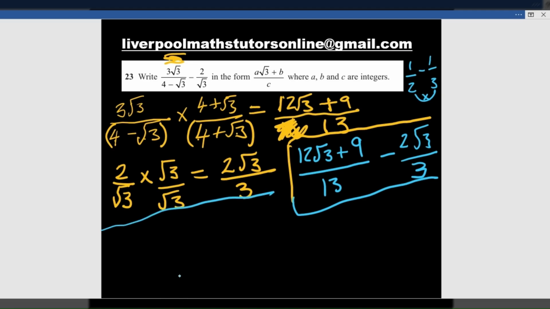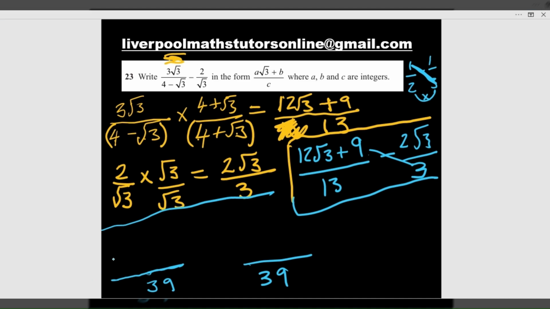So I know 13 times 3 is going to be 39, isn't it? On the bottoms. That's the common denominator. Then to get the top number, you see if the top's gone up. So I'm going to do that with this one. So it's 3 12s, so I've got 36 root 3 plus 3 9s, 27.